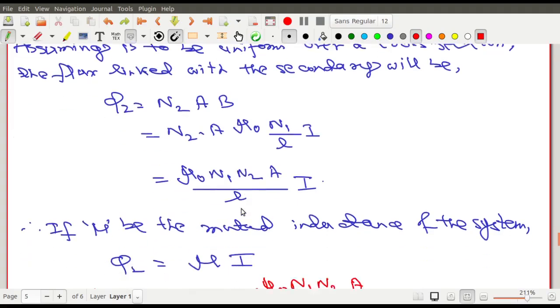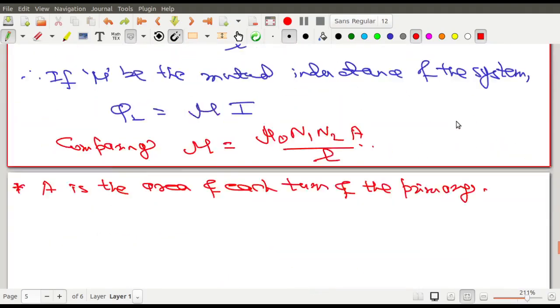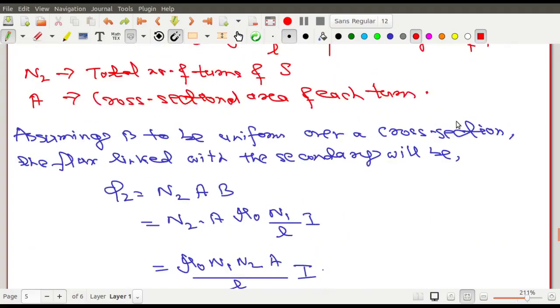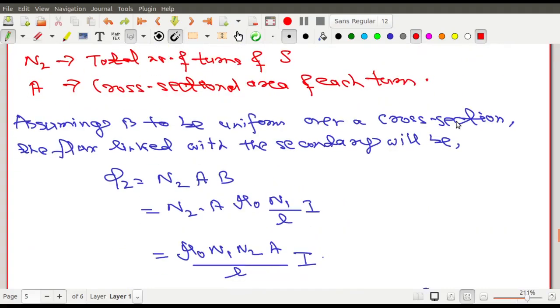So that is why I write at the very end that A is the area of each turn of the primary. This is what you should understand very clearly, why you are using this area. Because if you are going to solve some numerical examples, you may be in trouble.